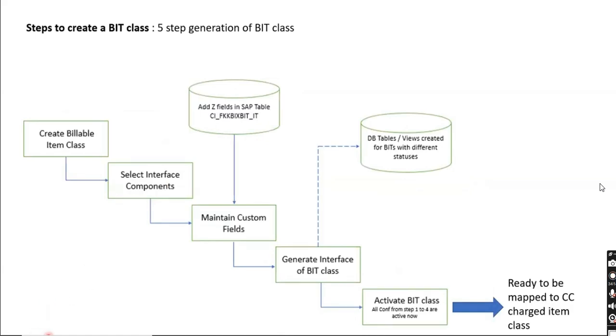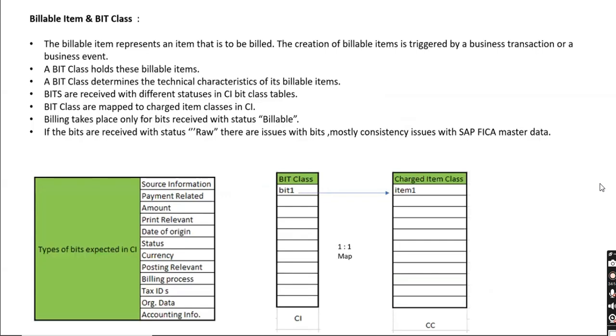Just before you go there, the chargeable and rating definitions are done in CC. So when a bit is created, and you said the subprocess is driving the bit to be sent, the charged item class is to be sent as a bit to CI. Now, where does the beginning of this work? Is the definition of the bit first, and then the charged item class? So we generate the bit in CA and share the structure to CC for them to match. Is that how it's done?